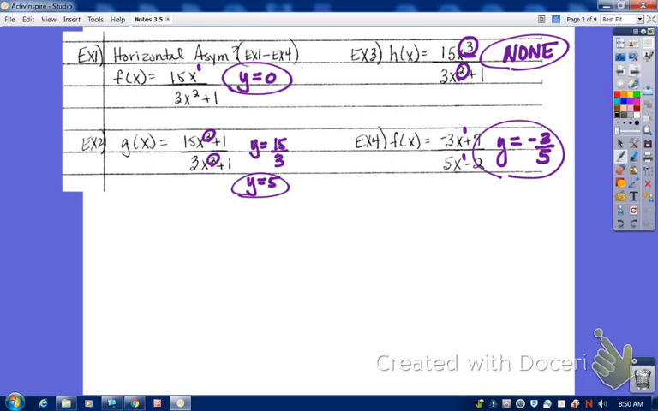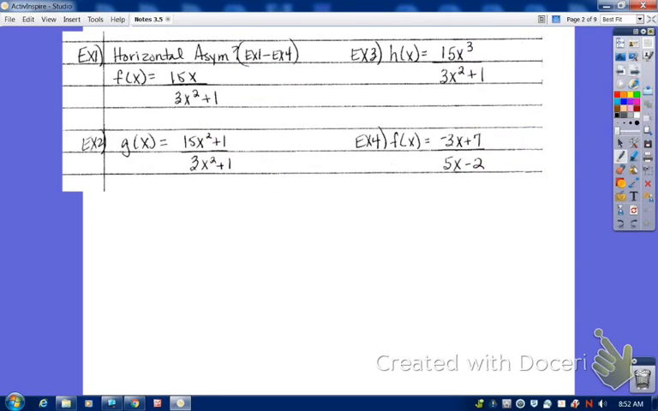Okay, that's explaining your horizontal asymptotes. Where do vertical asymptotes come from? Excluded values from the denominator. Horizontal asymptotes come from your 3 rules.